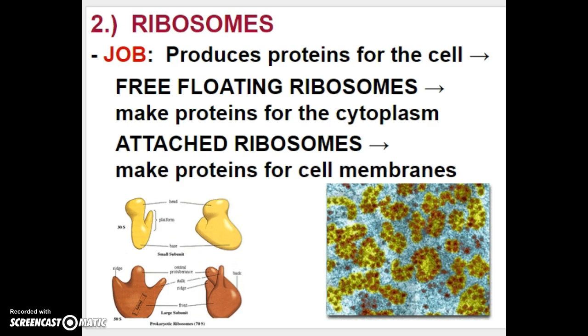Every cell factory will need some workers. The ribosomes are the workers that produce proteins for the cell. And that is the main number one job of the cell factory, is to make and ship proteins.